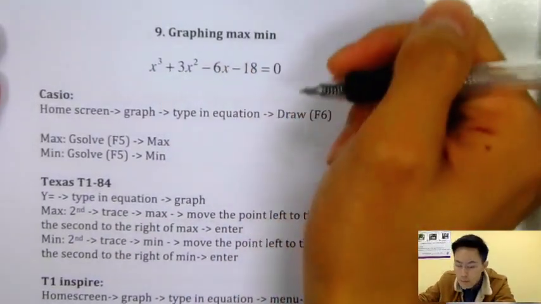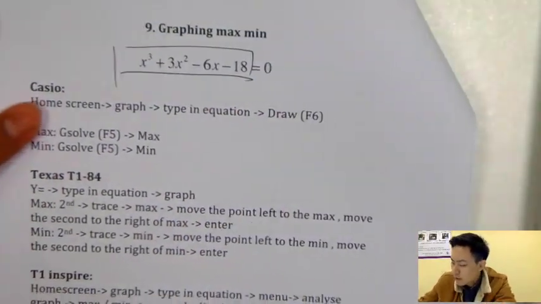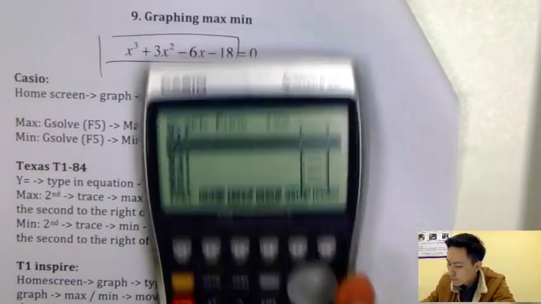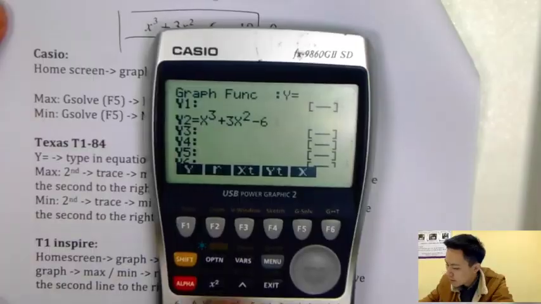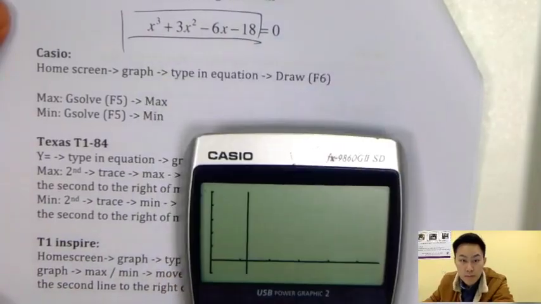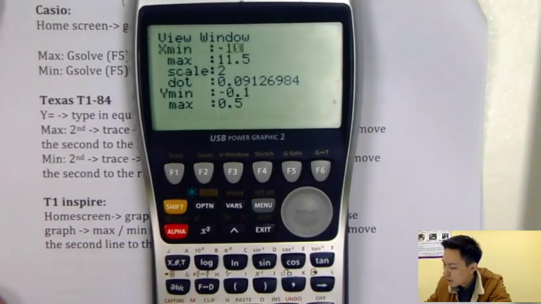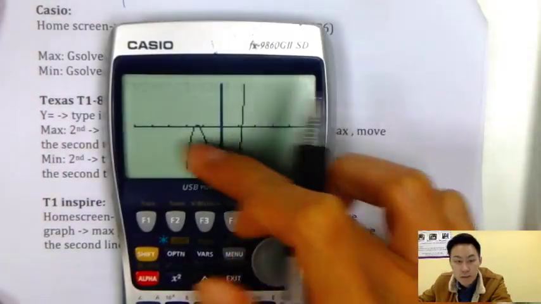Okay. And for next page, graphing the maximum and minimum. So if you're asked to find a minimum and maximum of this graph by using the GDC, so first you can just go to menu and then you go graph, for Casio. And then you type in x power 3 plus 3x squared minus 6x minus 18. Okay, and then you draw it. So maybe you won't be able to see the graph, and then you change the window. So let's say I change the x range to -10 to 10. And then for the y min, I type in -10 to 10 as well. Okay? Then I'll see like this.